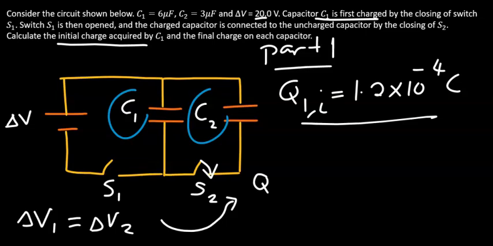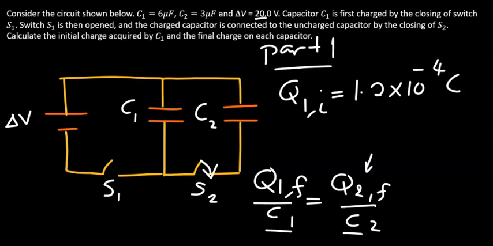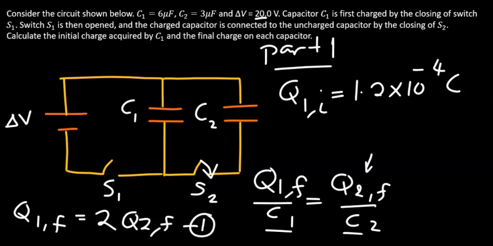So that means the final charge on C1, let's call it Q1F, over C1 equals Q2F over C2, where Q2F is the final charge on capacitor C2. C1 is 6 microfarad, C2 is 3 microfarad, so let's rewrite that equation. Q1F is 6 over 3, so that is 2 Q2F. Let's take that to be equation 1.